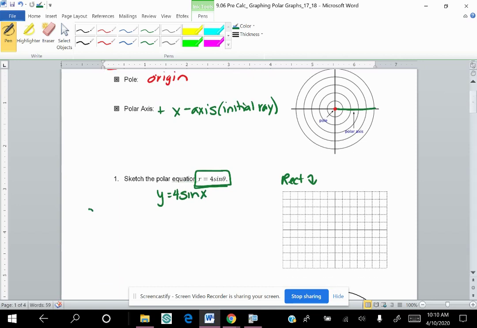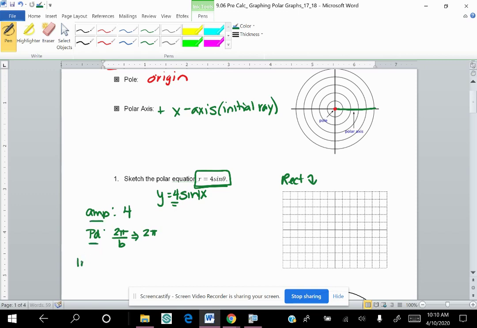First thing we always do is we find our amplitude, which is the number out in front, and take the absolute value of that. It's already positive, so it'll stay 4. Our period is 2 pi over b. Our b value is what's in front of the variable x, which is just a 1. So that would be 2 pi over 1, which is just 2 pi.